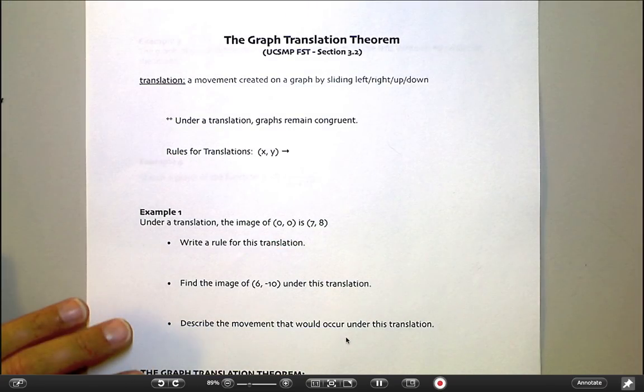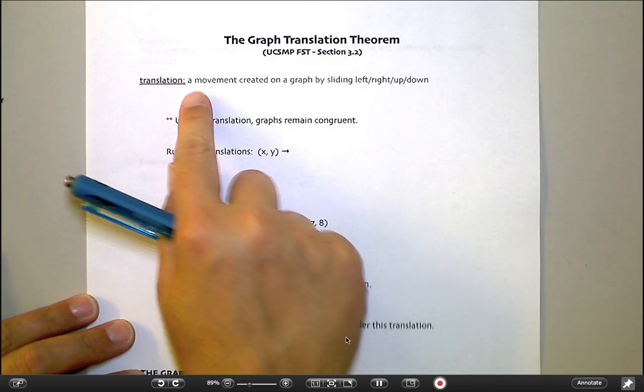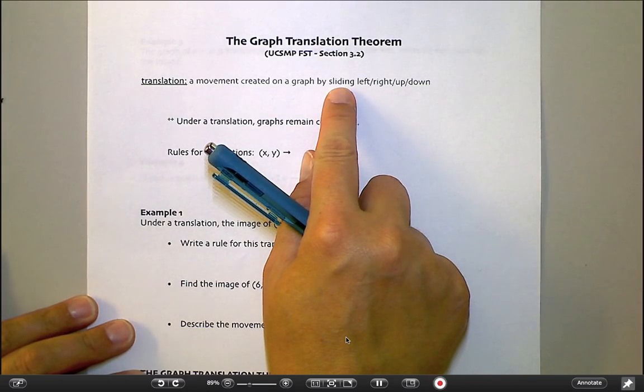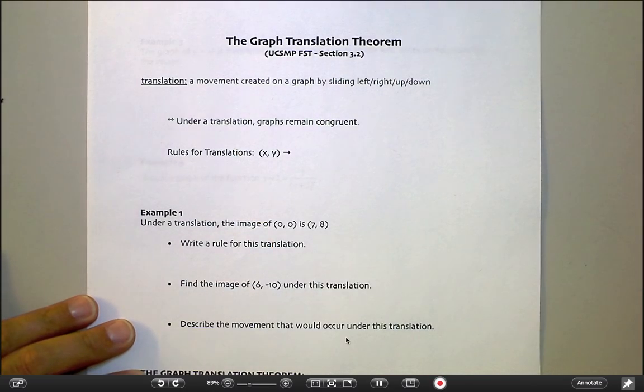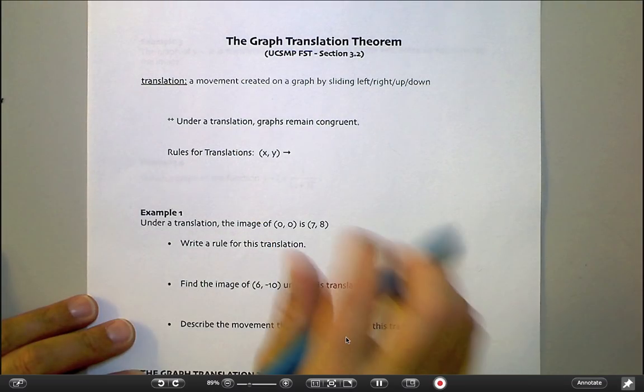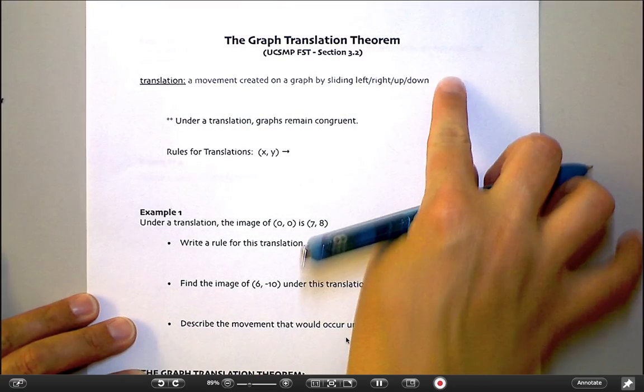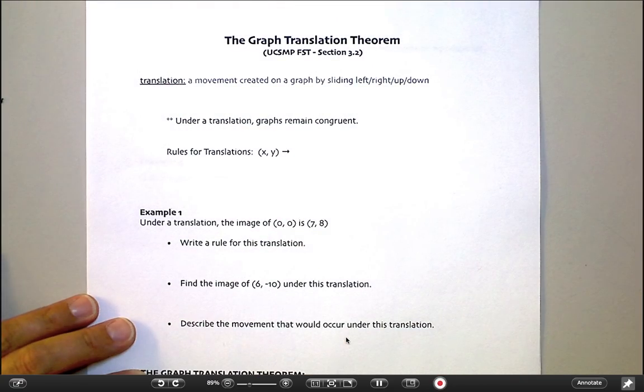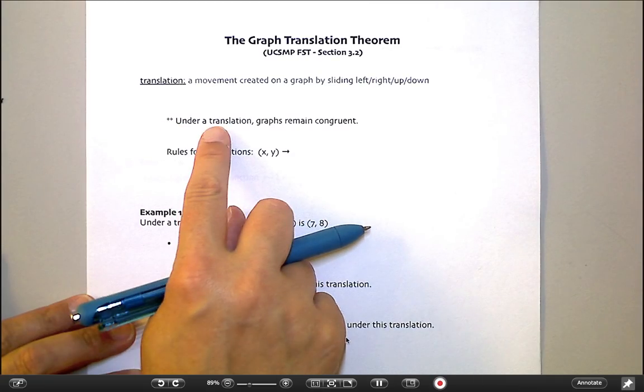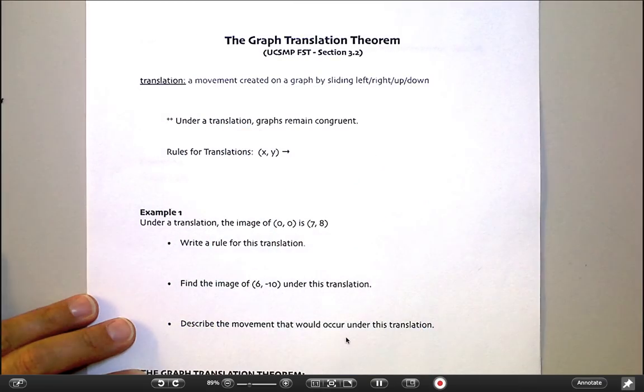So let's start with the definition of a translation. Translation, if you remember from geometry, is any type of movement where you're just sliding something around. You're not changing the shape or the size of the graph, you're just moving it. You're just picking it up and sliding it where you want it to go. So this is an important note: under a translation, graphs are always congruent. We're not changing size or shape, we're just moving the location.